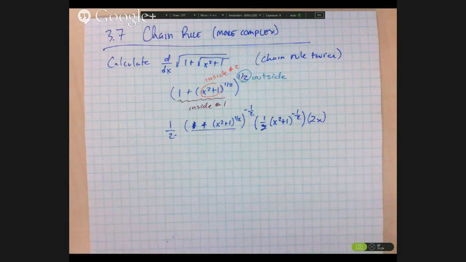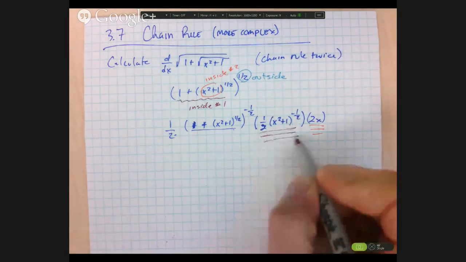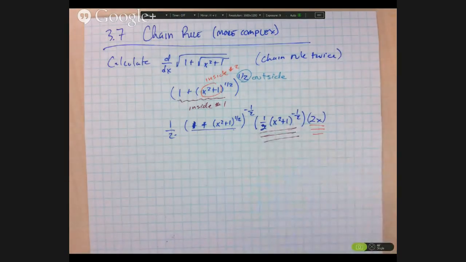Okay, I didn't color code it, but this would be inside number 2. This would be derivative of inside number 1. Any questions? All right, let's try one more.